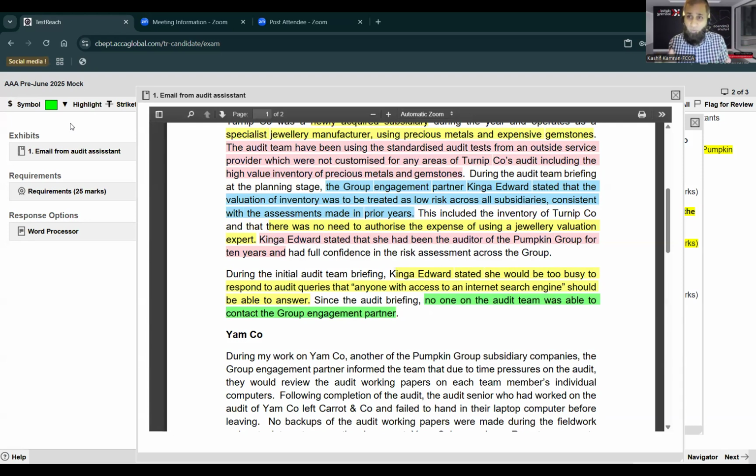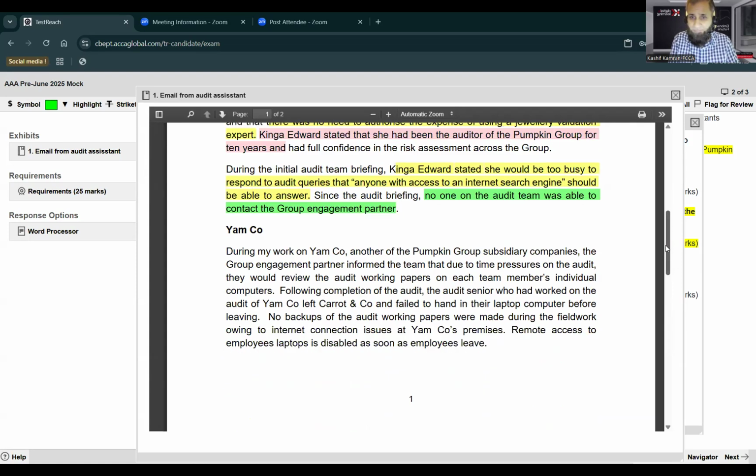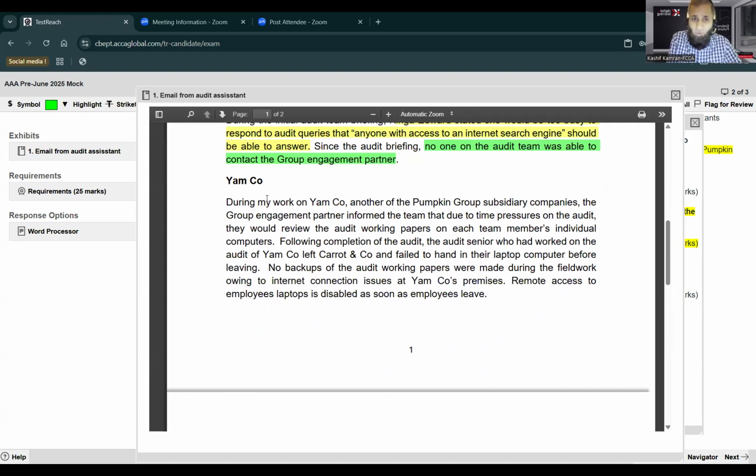Now, so many issues under Turnip, one of the subsidiaries of Pumpkin. Let's look at the second subsidiary, which is the Yam company. During my work on Yam, another of the Pumpkin subsidiaries, the group engagement partner informed the team that due to time pressure on the audit, they would review the working papers on each team member's individual computers. So, because of the lack of time, the partner is saying that the working papers will be reviewed on each team member's individual computers.